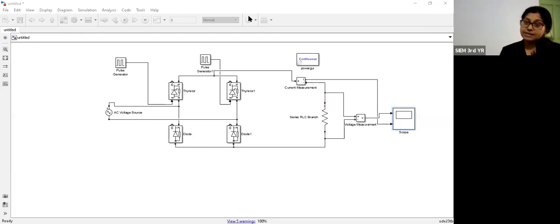For the second thyristor, the delay angle is 10 millisecond, that means positive half is 10 milliseconds. So for the second angle, the firing angle is 210 degree. So that means 10 e to the power minus 3 plus 1.66 e to the power minus 3, that is 11.66 e to the power minus 3. So I will show you the output voltage and current waveform. Okay, I'm showing you.